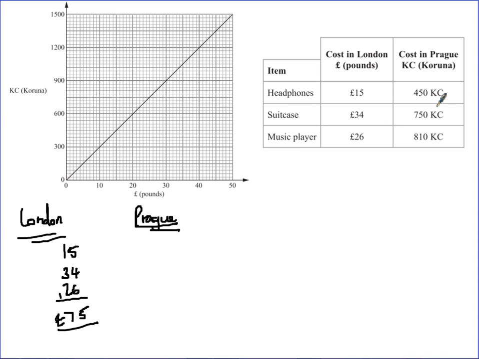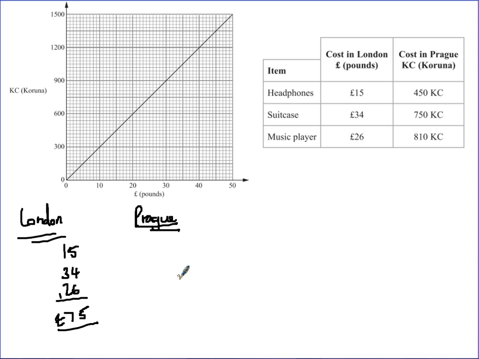So Prague, what we've got to do first of all is convert from these values here. Now the easy way to do that, well, there's two ways. One, you could read off the graph, but to be honest, the graph I'm not a big fan of because it's hard to be as accurate as you want to be. I actually look at the conversion rate that was explained in the question, and the conversion rate that we were looking at here is that £1 equals 30 korona.